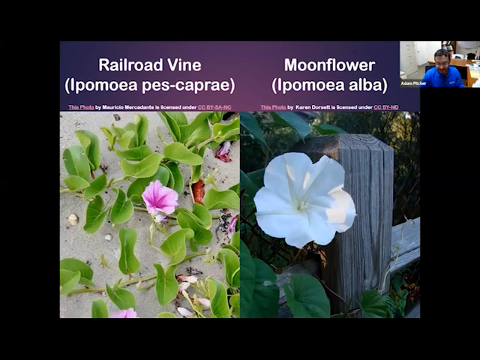Moonflowers are absolutely gorgeous. It's a huge white flower that only blooms at night. And it's great for attracting large moths. Certainly not something people think of when they think of pollinators all the time, but they are very important pollinators. And, you know, it's a great plant for that purpose, but like a lot of the other plants in the family, it can be very weedy.